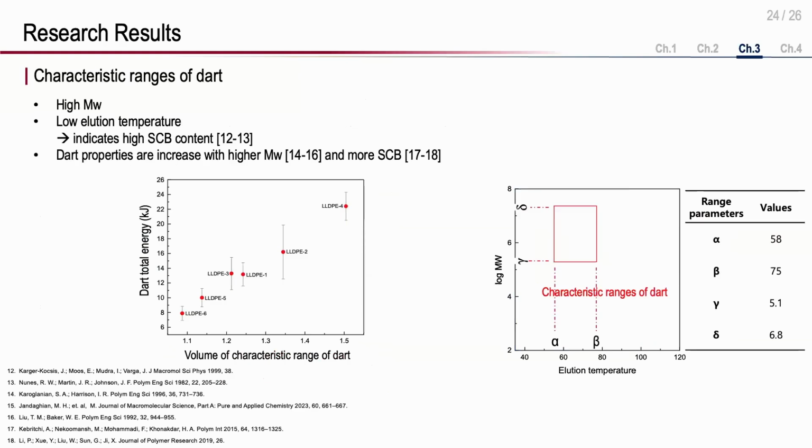And this is the characteristic range of dart. It shows the high molecular weight and low elution temperature. It indicates high short chain branch content, and dart properties increase with higher molecular weight and more short chain branch.